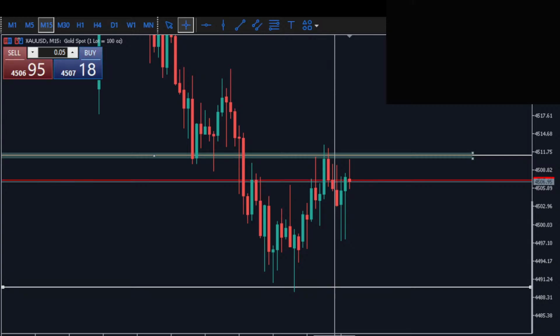If this candle breaks above and closes, this could be it. We can give a second try and the final try of the day.